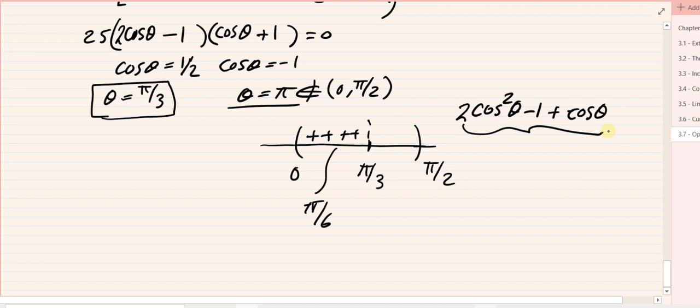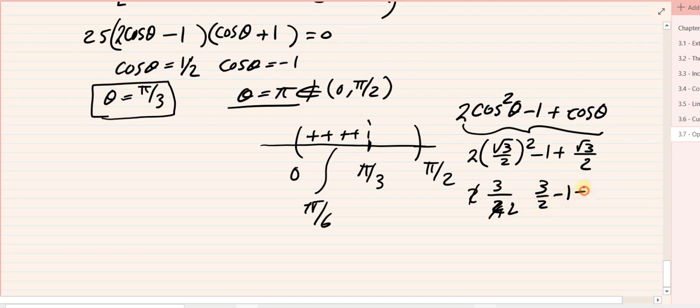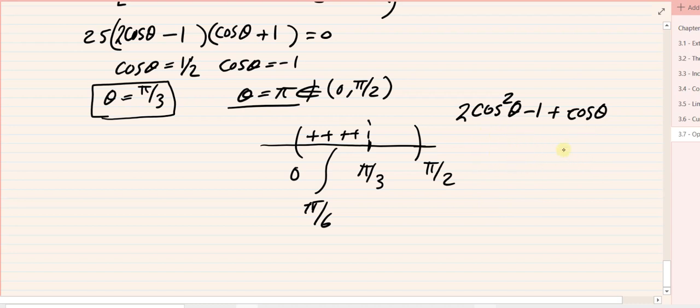Okay, so I'm going to plug in pi over 6. Cosine of 30 is root 3 over 2 squared minus 1 plus root 3 over 2. So that's going to give me 3 halves, right? Because it's 2, but then that's how I get 3 halves. So it's going to be 3 halves minus 1 plus root 3 over 2. So this is 1.5 minus 1 plus a positive number. That's going to be positive. Okay, you can use a calculator to verify this.